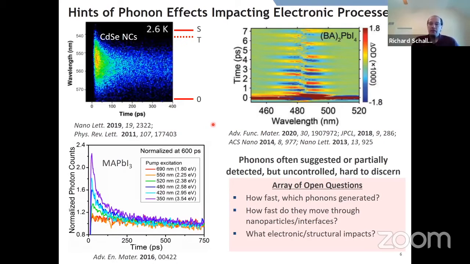Okay, and so there's kind of general classes of questions, and there's more certainly that could be asked. But when you make an electronic excitation, such as with an electron hole pair creation from a photon absorption, you could say, how fast are you creating phonons? Which phonons are you generating? I showed you that there's different types of modes that are present. In some systems, the modes are more complex than what I showed you. How fast do phonons evolve between those different modes? How fast do they move through interfaces? And then what electronic impacts do they have? So, if I tell you you have an acoustic phonon in your system, is that something that's going to be dominant for the behavior of the system electronically, or is it going to be something that's not too relevant?